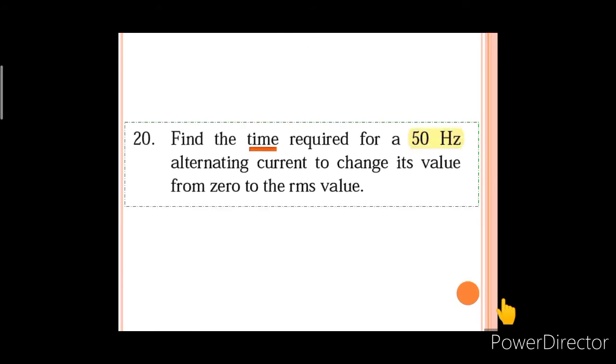The next unsolved numerical from the textbook, question number 20 is, find the time required for a 50 Hertz alternating current to change its value from 0 to the RMS value. Here we have to find out how much time is required when a frequency is given as 50 Hertz for the alternating current when its value changes from 0 to the RMS value.